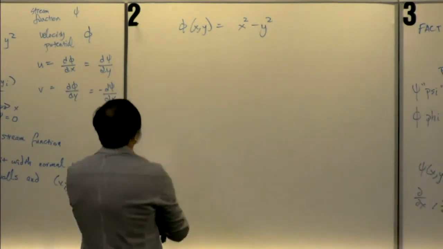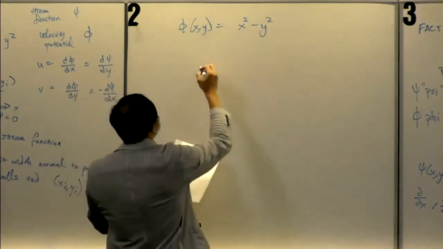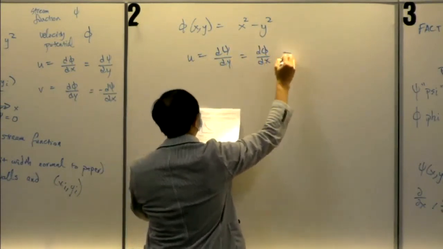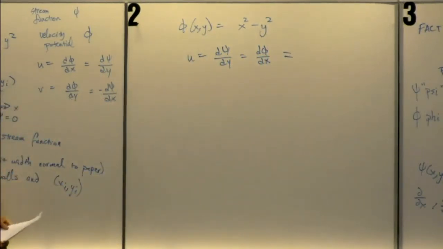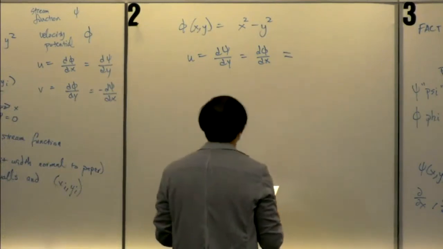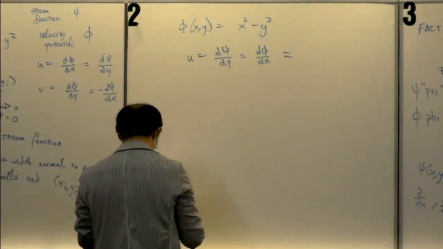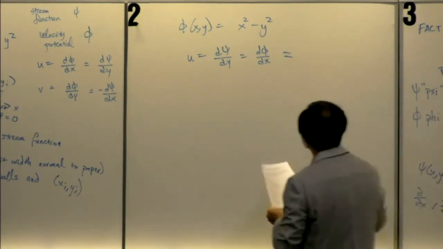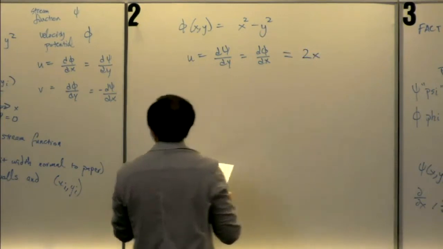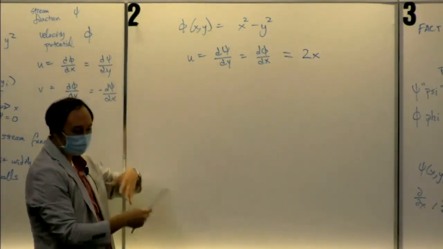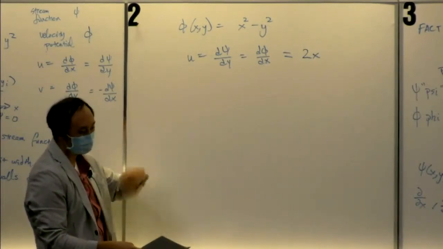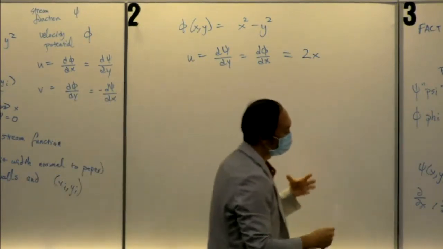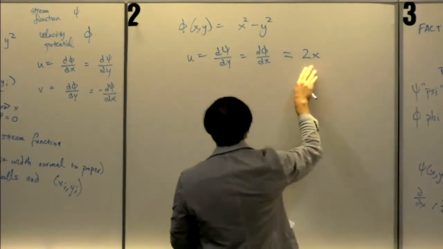So this is our potential, and our u is equal to d psi dy is equal to d phi dx. Okay. So the first thing I would do is figure out what u is. And that means take the derivative of that with respect to x. So that gives you 2x. So what does this tell you? It says that if I want to figure out what the horizontal velocity anywhere in that plane is, all I've got to do is figure out what x is and multiply by 2. So at x equals 0, I've got 0 velocity. At x equals 1, I'm going to the right 2 times. At x equals 10, I'm going really, really fast. So it tells you at every point x how fast I'm flowing to the right.